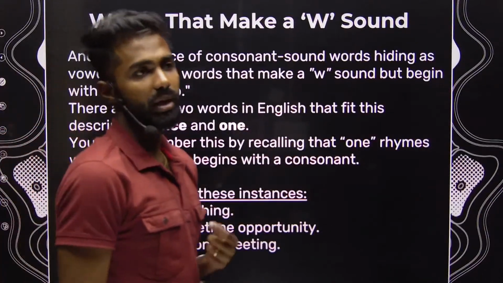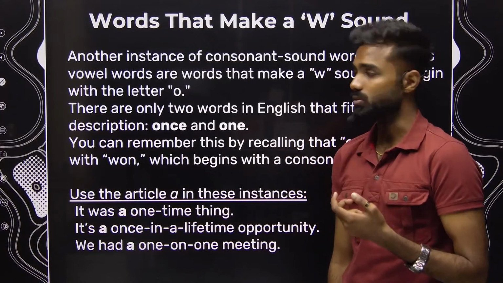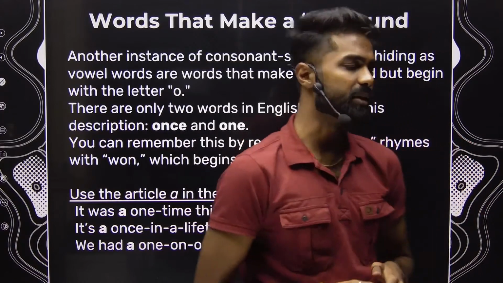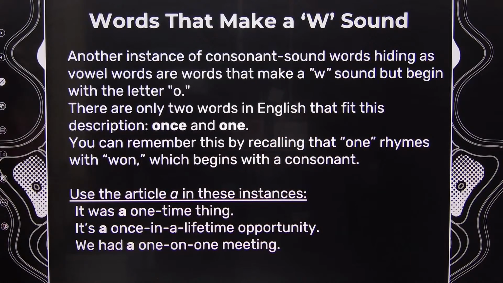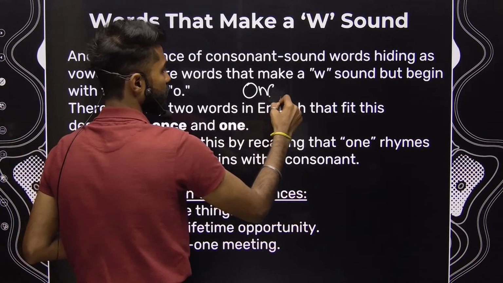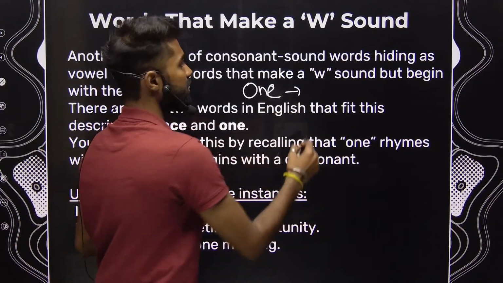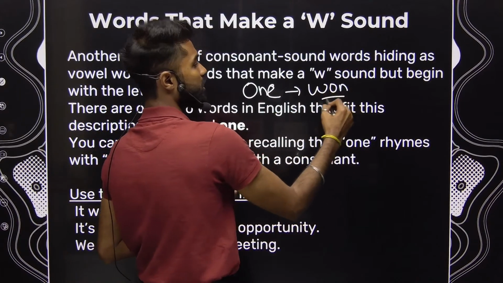Now let us look at some words which will be producing O sounds or whatever it is. We will be dealing with it here. Here is another instance of consonant sound words hiding as vowels, which is just the normal word one. How can you pronounce this one? What is the difference between won and one?